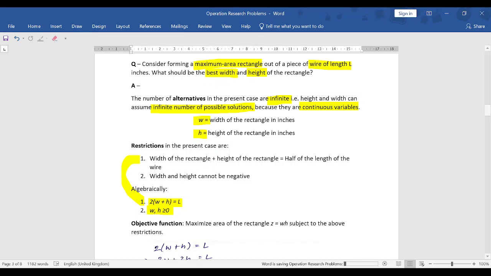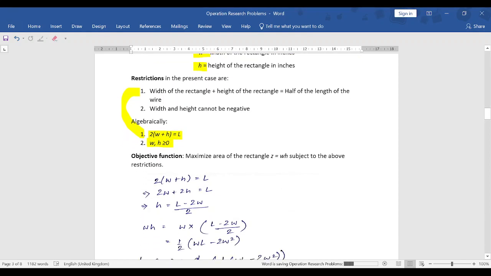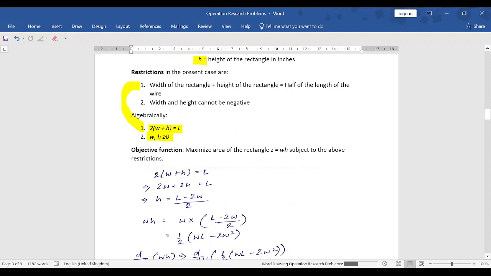Now what is the objective function? We need to maximize the area of the rectangle, Z is equal to WH. So W into H, width into height, is the area of the rectangle, and we need to maximize that area subject to the above restrictions that we have given earlier.